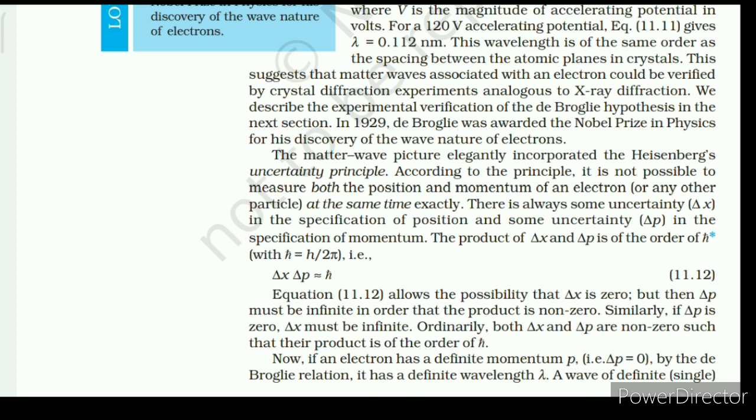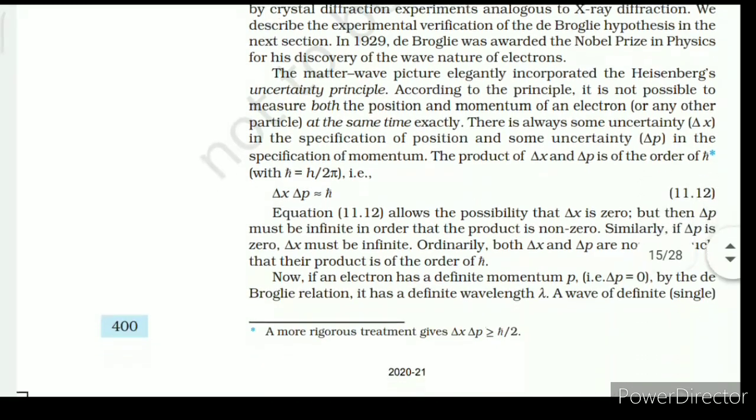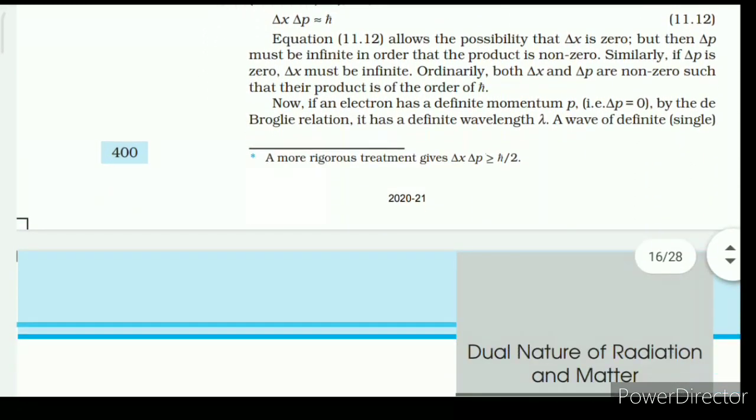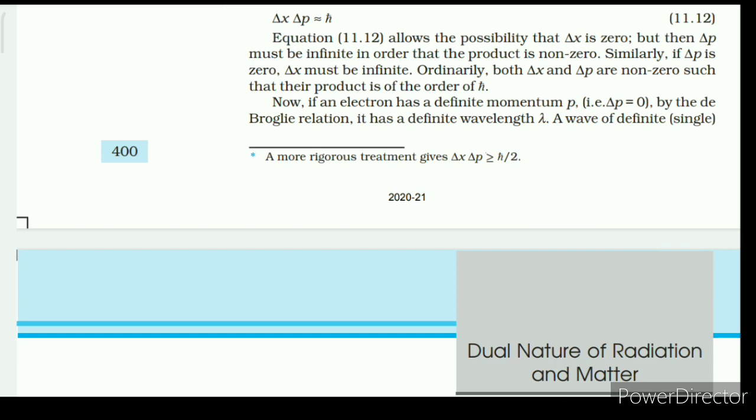In chapter 12, the de Broglie relation will be seen to justify Bohr's postulate on quantization of angular momentum of an electron in an atom. Figure 11.6 shows a schematic diagram of a localized wave packet and an extended wave with fixed wavelength. I am leaving example 11.5 for you to look at later, or you can pause the video and solve it.